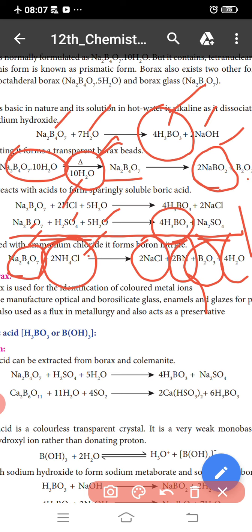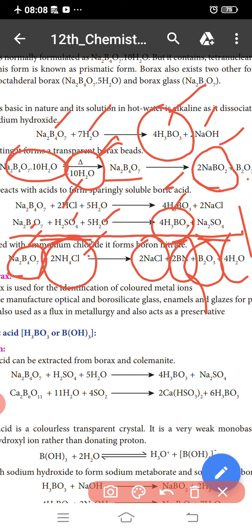The next one, borax reacts with acids, two acids: hydrochloric acid and sulfuric acid. Borax reacts with sulfuric acid and five molecules of water to give boric acid. With either acid, the product is boric acid: sulfuric acid gives sodium sulfate, and hydrochloric acid gives sodium chloride. This is the properties of borax.